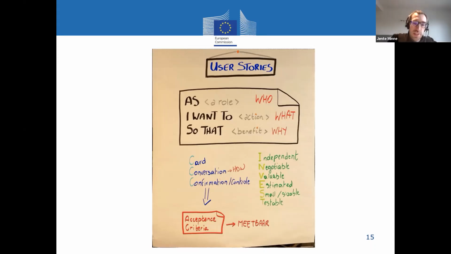So after the conversation, you also agree on when a user story is considered to be done by the developers. You will put a kind of confirmation or control where you say, for example, these tests I will let my testers do. And if these things are tested, then you accept that this user story has been done.